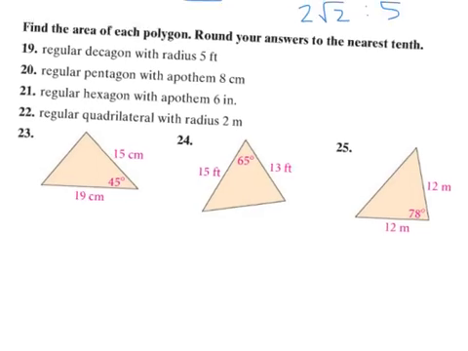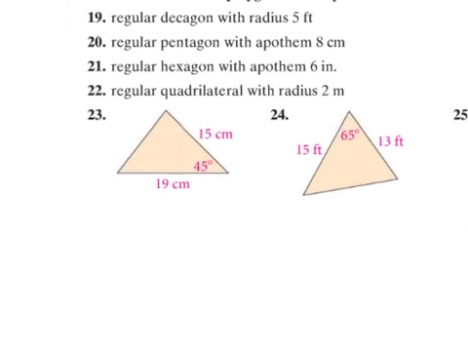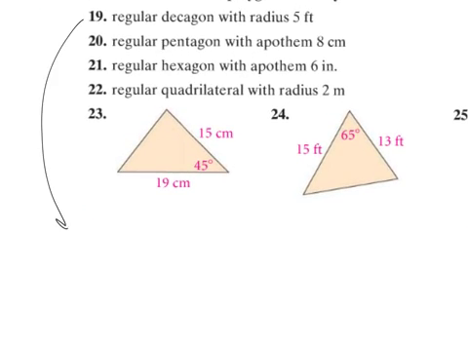And then number 19, find the area of a regular decagon. So I'm going to do this one down here with radius 5. So I don't need to draw a decagon. I need to draw that special triangle in the decagon. So if the radius is 5, then this angle right here is 36 divided by 2. So this angle is 18 degrees.